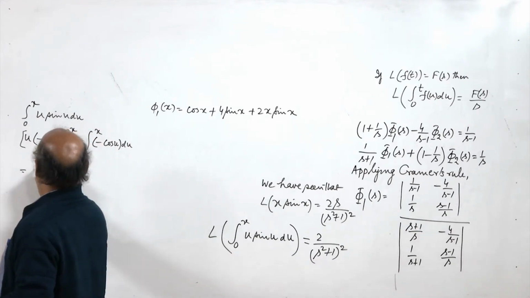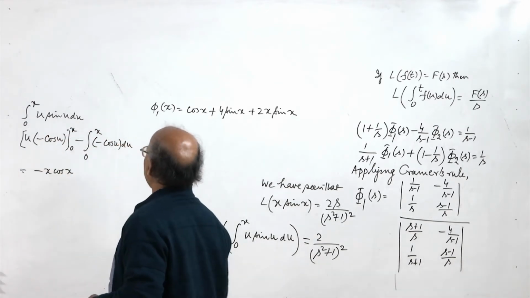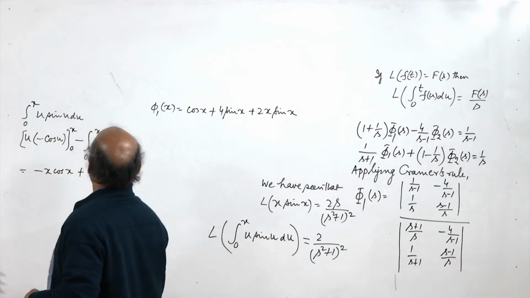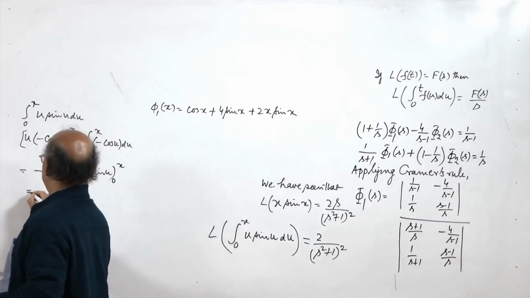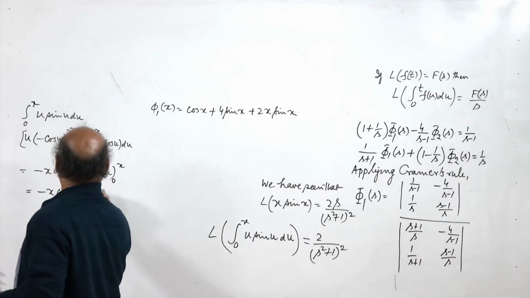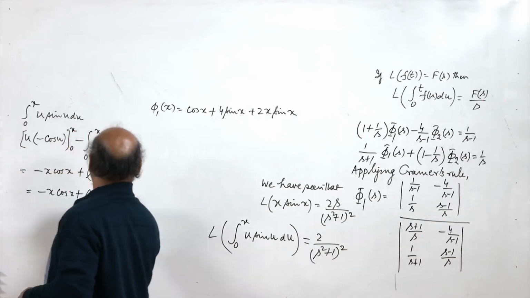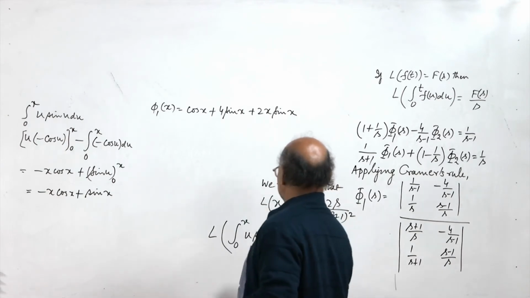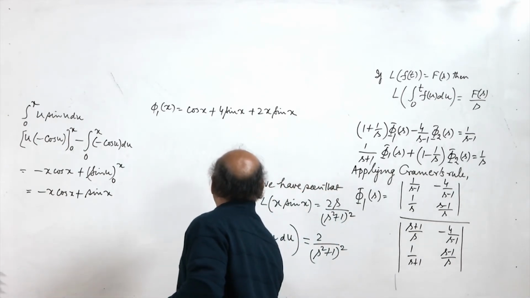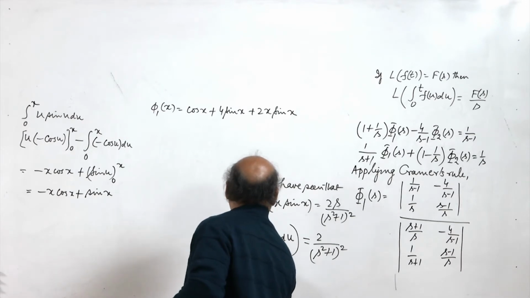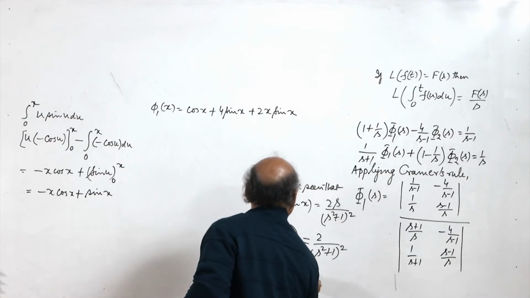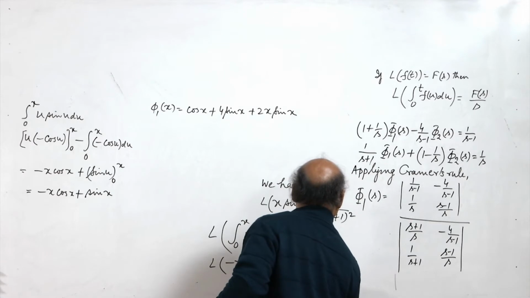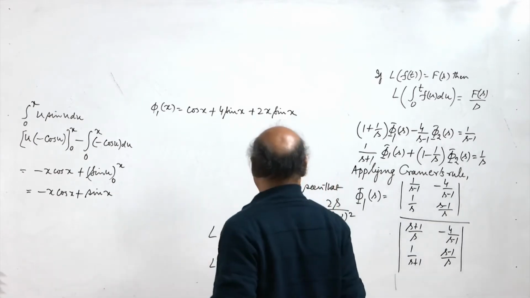So, this will be equal to minus x cos x, and when you put 0 it is 0. Here we have plus the integral of cos u, which is sin u. So, what we get is minus x cos x plus sin x. So, this means what? The Laplace transform of minus x cos x plus sin x is equal to 2 upon s square plus 1 whole square.